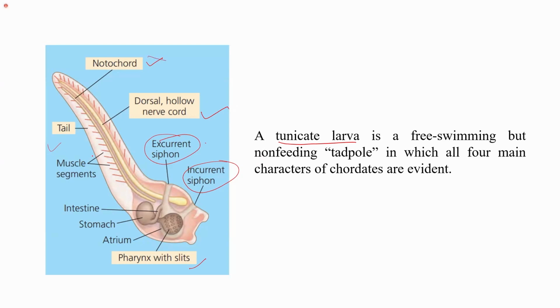Their nervous system also gets degenerated. So they do not have notochord or tail. They have a degenerated nervous system. Then they have pharyngeal gill slits, etc.